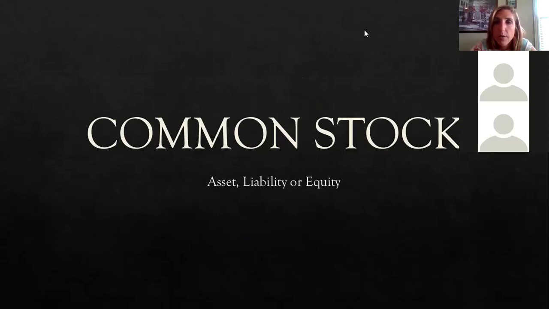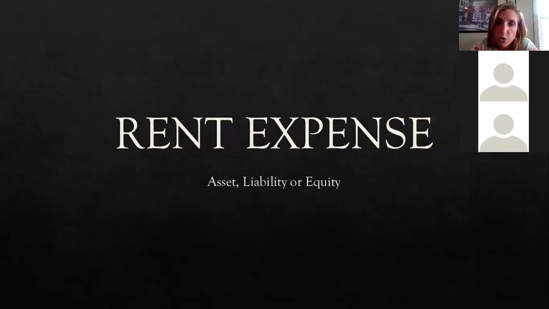It is equity. There are two main equity accounts. I'll tell you the other one. Common stock is your external ownership and retained earnings is your internal ownership. So equity is another word for ownership. How about rent expense?